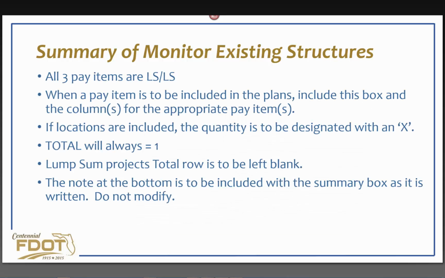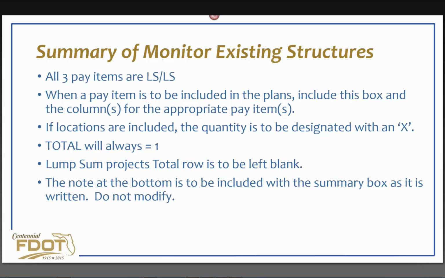I just wanted to notate some things about how we use this box because it's a little bit different from the rest of our summary boxes. All 3 of those pay items are lump sum, and if I need to have any one of those 3 pay items included in my plans, work's got to be done, then I have to have that pay item included in a plan summary box. That's the rule, right? Okay, so if I need one of these pay items, then I'm going to include this summary box in the plans, okay? And I'm also going to include the appropriate columns for whichever pay item that I need.